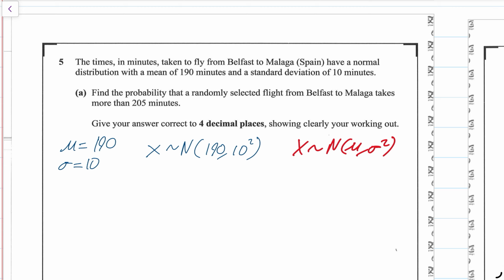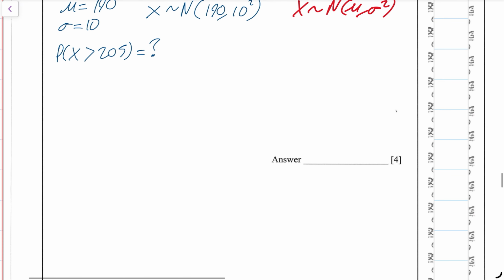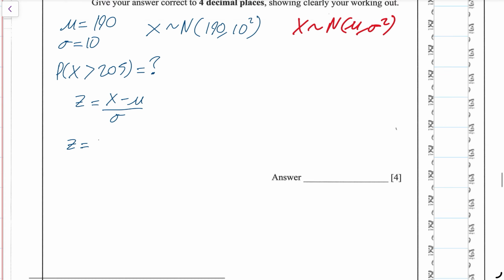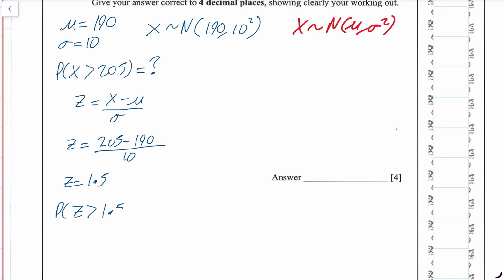Find the probability that a randomly selected flight from Belfast to Malaga takes more than 205 minutes. So I want to find the probability that x is greater than 205. That's what I'm looking to find in this question. So what you've got to do is convert my x value, my real life value, to a standardized value using the formula z is equal to x minus mu over sigma. So z in this case is 205 minus 190 over my sigma, which is 10. My z works out to be 1.5. So really what I want to find is the probability that z is greater than 1.5.